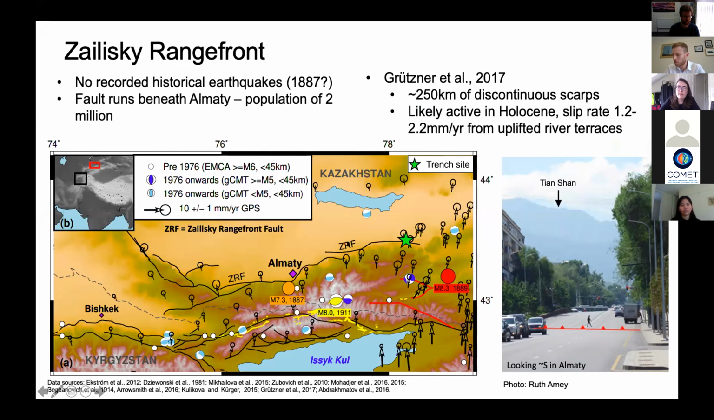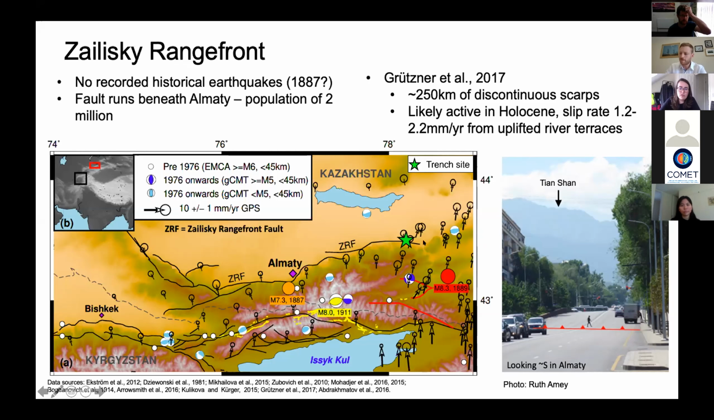The rangefront was recently mapped by colleagues who found strong evidence for Holocene faulting, with scarps for about 250 kilometers along the rangefront and a slip rate of about 1 or 2 millimeters a year. The scarps are discontinuous, probably because they've been buried by loess or eroded or destroyed by humans, and it's just been a long time since the last earthquake.